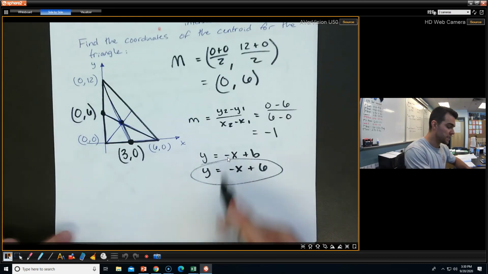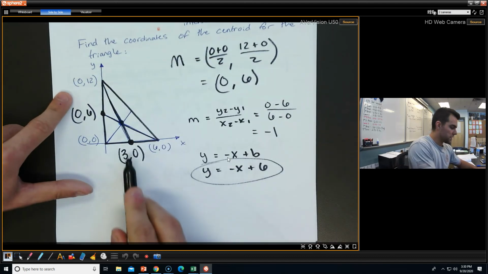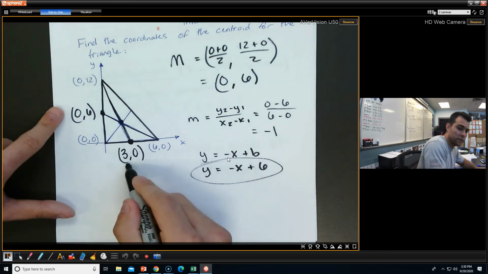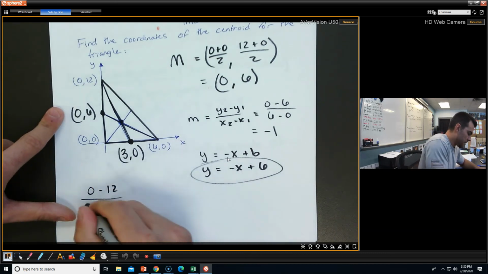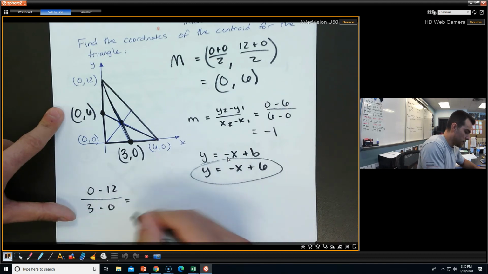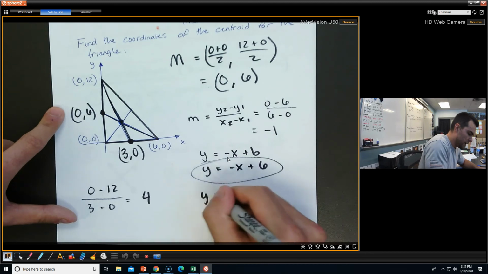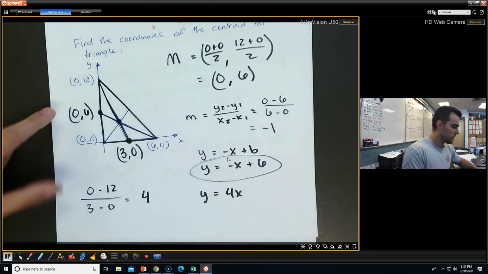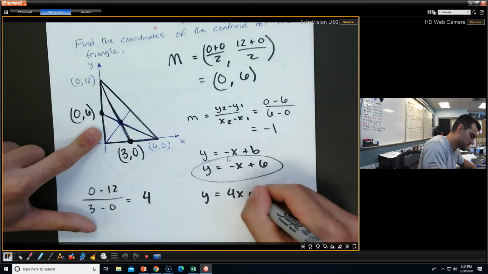And we're going to repeat this same process, but we're going to do it now for this line right here. I'm going to call this my x2, y2. This is going to be 0 minus 12. This is going to be 3 minus 0. So 12 over 3 is going to give me 4. So this equation is y equals 4x plus b, but we don't need to write b because we know the y-intercept is 12.